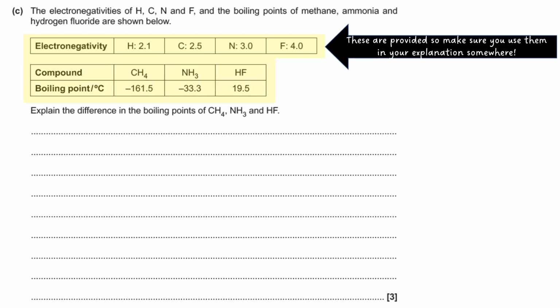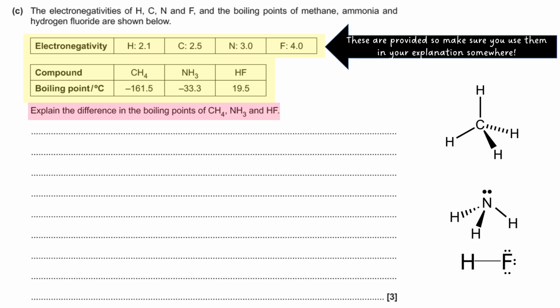So it gives you the boiling point data for 3 compounds, and they want you to explain the difference in these boiling points. So I've put the 3 compounds at the right hand side of the screen. So this is where I'm going to try and use the electronegativity difference to connect that with what directly affects the boiling point, which is the intermolecular forces and their relative strengths.